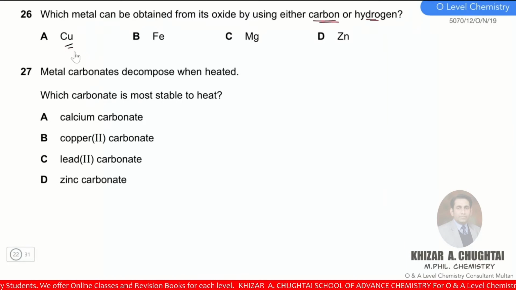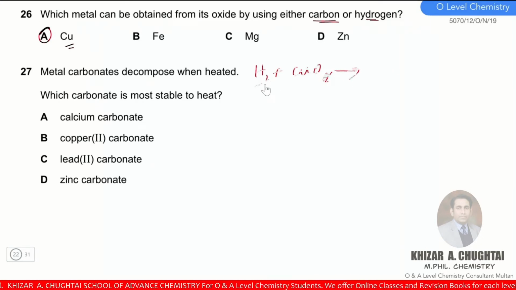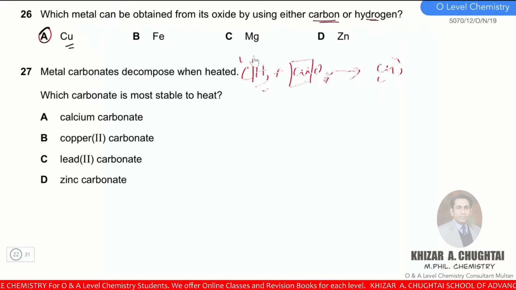Copper, yes, it is less reactive than both carbon and hydrogen. So A is the correct option. We can obtain pure copper from copper oxide by reacting with hydrogen or carbon, and yes, it is a feasible reaction because copper is less reactive than both hydrogen and carbon in the reactivity series. So A is the correct option.